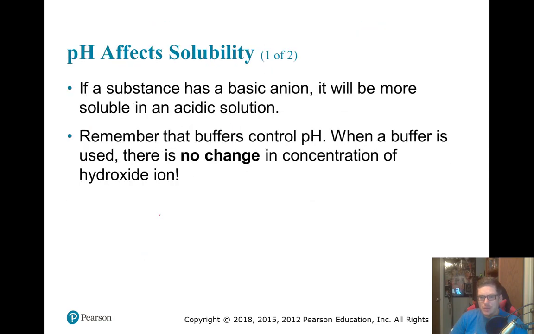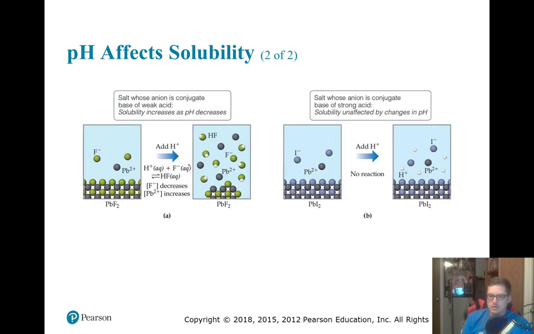Yep. Okay. pH can also affect your solubility, and in order to understand how to do that, you have to remember your rules for finding out whether or not a salt is acidic or basic. Okay, so if the substance has a basic anion, it will be more soluble in an acidic solution. Okay, so remember your buffers control pH. So when a buffer is used, there would be no change in the concentration of hydroxide ion.